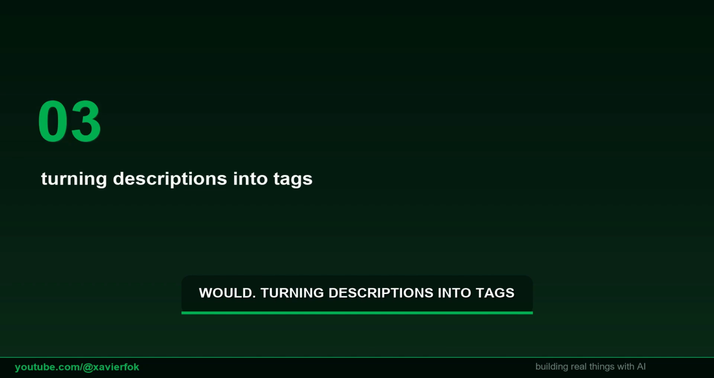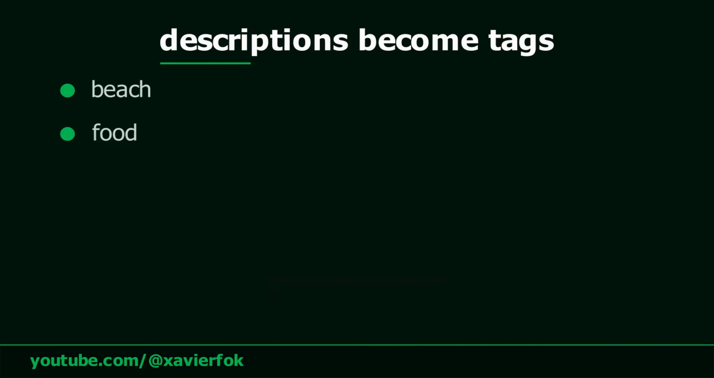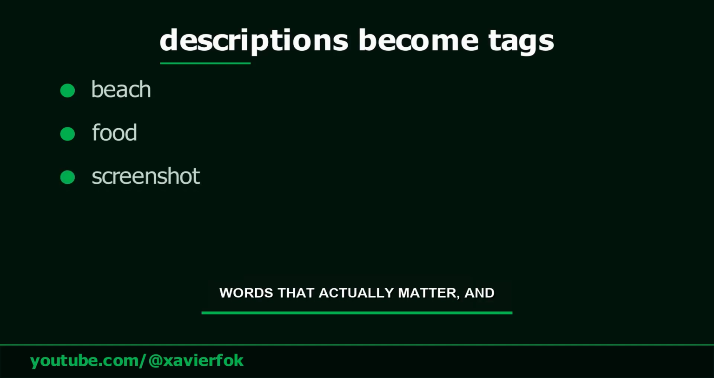Turning descriptions into tags. A paragraph of description is nice, but it is not how I actually want to find things. So the next step is to boil each description down into tags. Short, simple labels. Beach, food, screenshot, dog, document, people, sunset. I take the model's full description of each photo and pull out the handful of words that actually matter, and those become the tags attached to that image.